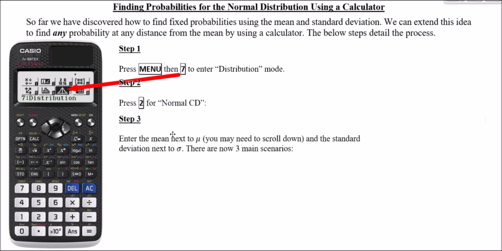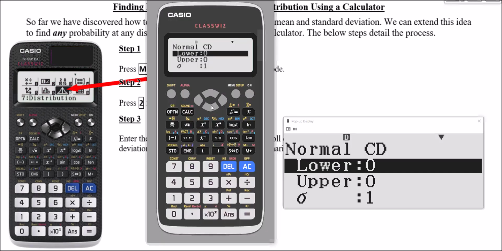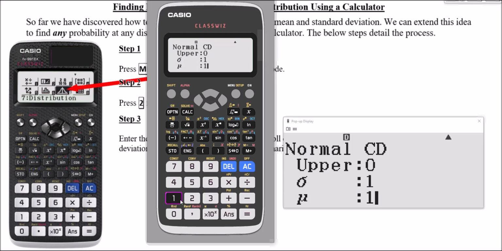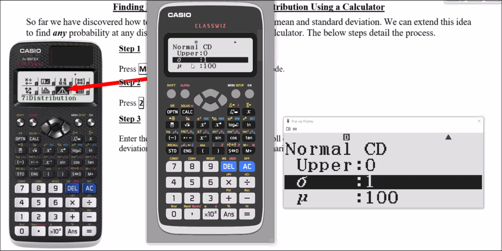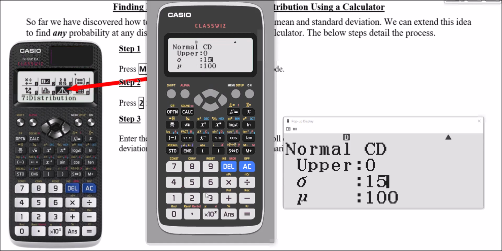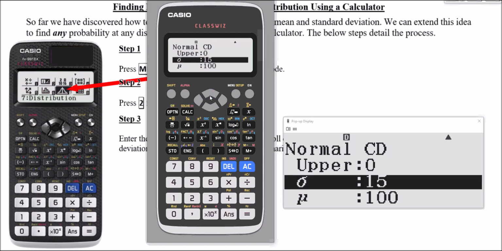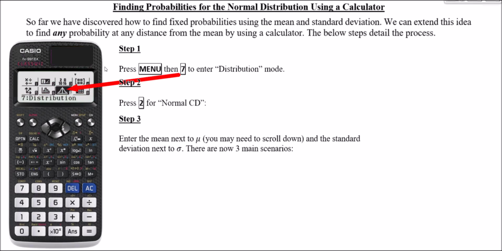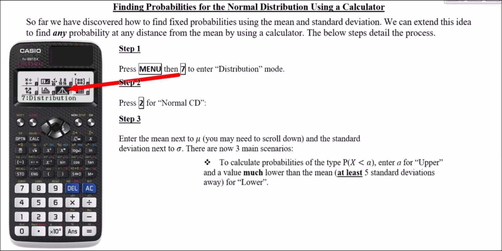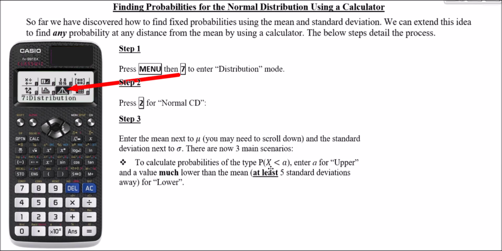So now you've got different scenarios. You enter the mean next to mu, which you need to scroll down for. In this case, I'm going to take mu to be 100. I'm going to also fill in the standard deviation, which is 15. Now, upper and lower depends on what question type you've got, and there are 3 main scenarios here. The first scenario is that you want to find the probability of finding a value lower than some fixed number.